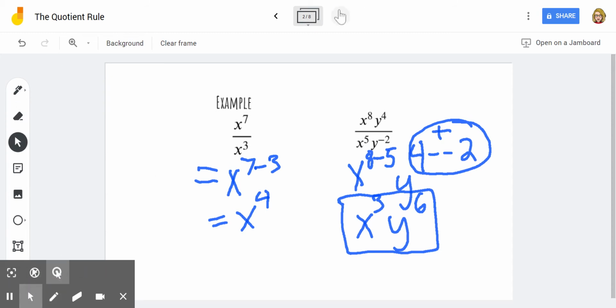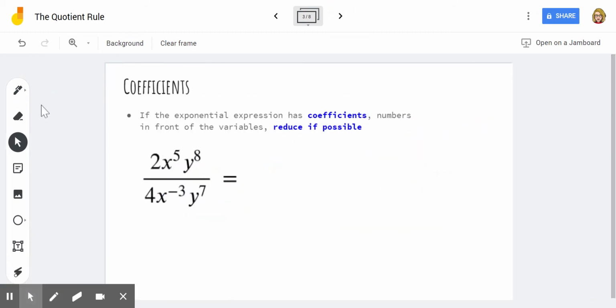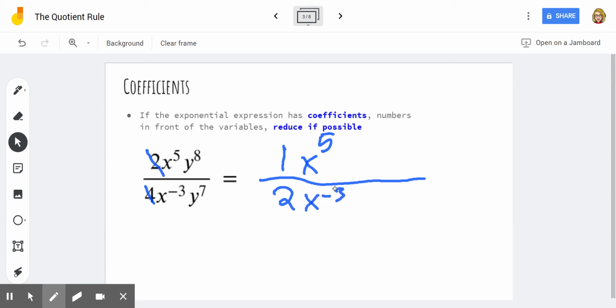All right, so let's go to the next example. If you have coefficients or numbers in front of your fraction, reduce if possible. So 2/4, that is going to simplify to 1/2. So 1/2, I have x to the 5th over x to the negative 3, y to the 8th over y to the 7th.